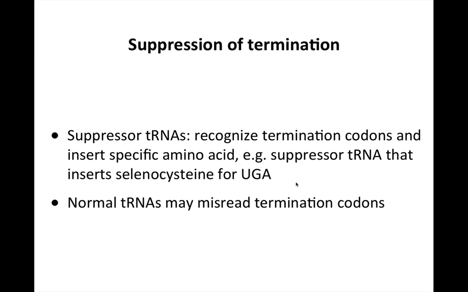Now, when you get suppression, it typically can involve either a specific suppressor tRNA that recognizes termination codons, and they put in a very special amino acid. For example, in this case, selenocysteine is used to suppress UGA codons. So these are rather rare codons or tRNAs in cells, but they do exist. Or in some cases, normal tRNAs may misread termination codons and put in an amino acid. And that seems to be enhanced when you have secondary RNA structures in the area of the terminator that cause ribosome pausing.